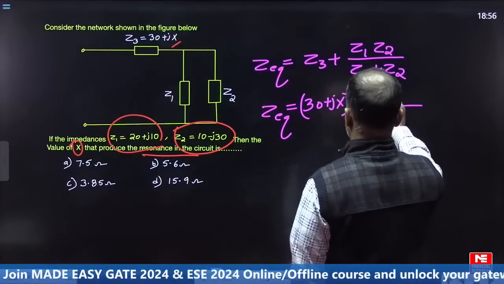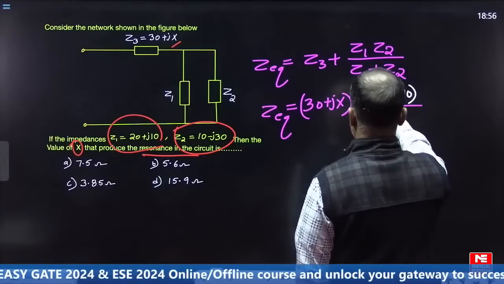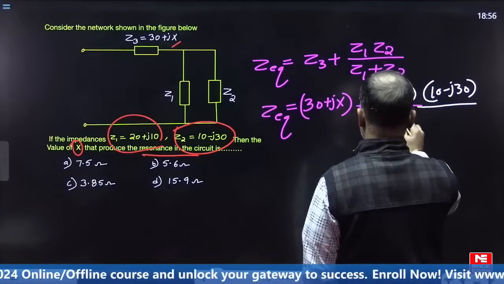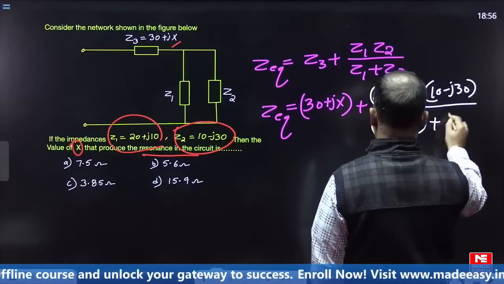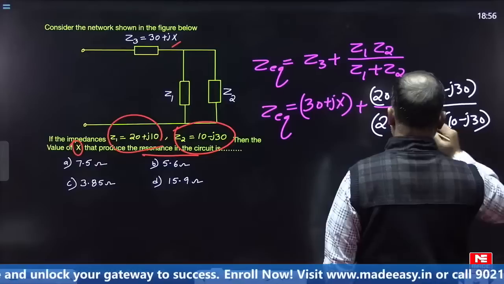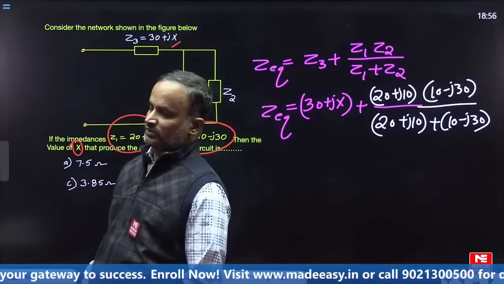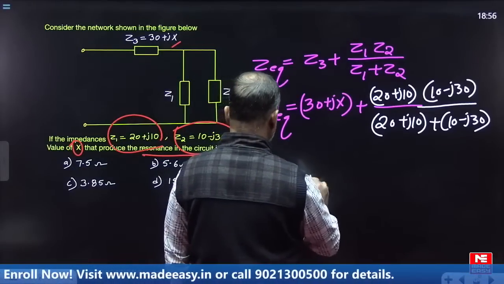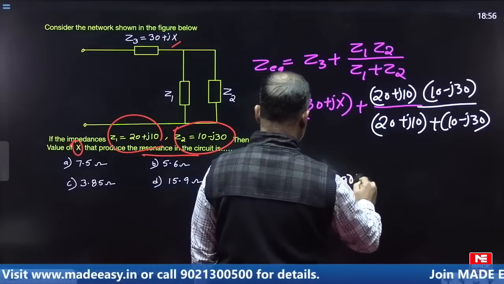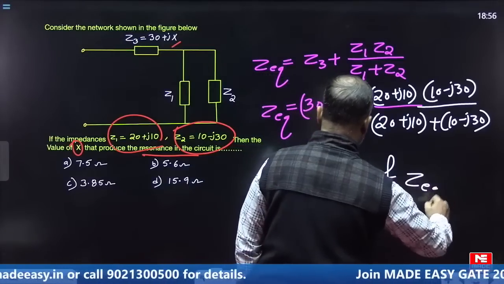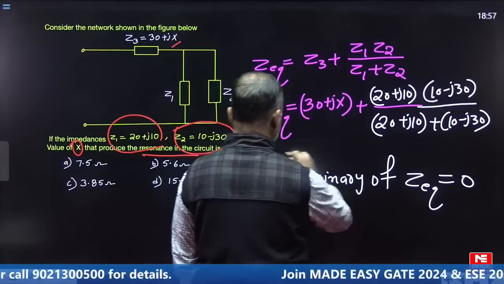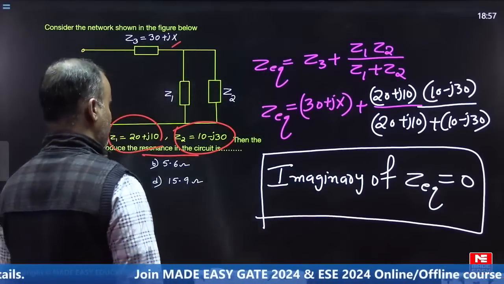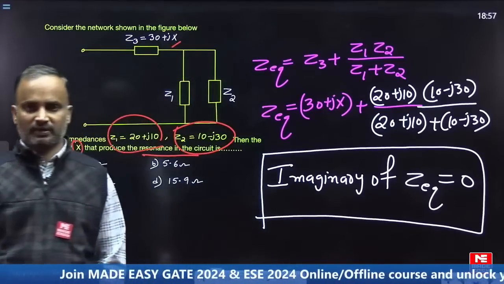What about Z1? It is minus J30. Now I have written the respective values also. Now simplify Z equivalent. After simplifying, what do you have to do? Equate the imaginary part of the equivalent impedance to 0. Simplify and find out Z equivalent, then equate the imaginary part of the equivalent impedance to 0.